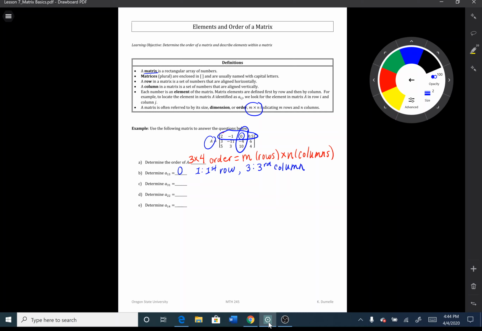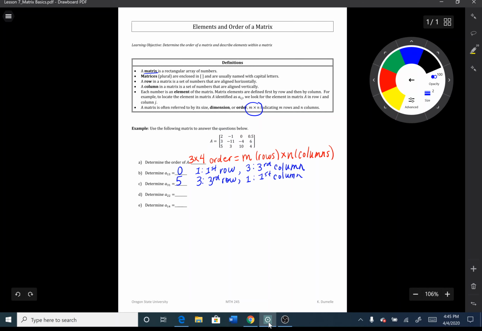The second thing we want to try to find is A sub 3, 1. So to find A sub 3, 1, I look in my third row. This 3 represents the third row, and the 1 represents the first column. So I look in my third row, first column, and that intersection point is 5. So A sub 3, 1, that entry is 5.